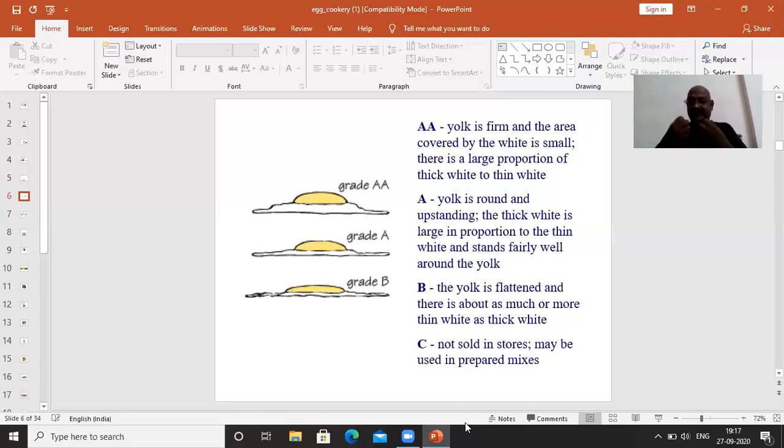Egg yolk will collapse, egg white will be dispersed from the egg yolk and it will spread all over. So it looks like this. So that's what we need to check, the quality of the egg. Always the best quality will produce the best product.